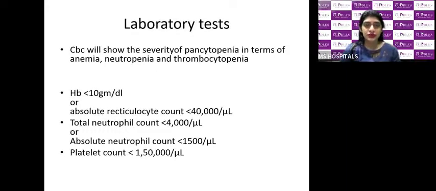Lab tests: a CBC will show the severity of pancytopenia in terms of anemia, neutropenia, and thrombocytopenia. Hb is less than 10 gram per deciliter or absolute reticulocyte count of less than 40,000 per microliter. Total neutrophil count less than 4,000 per microliter or absolute neutrophil count less than 1,500 per microliter. Platelet count of less than 150,000 per microliter.